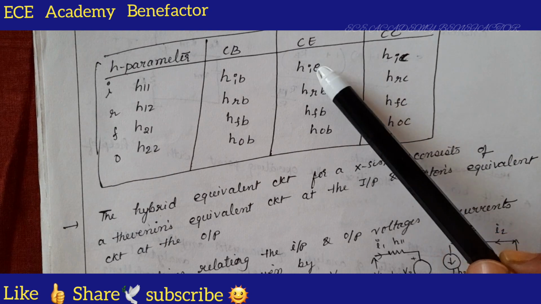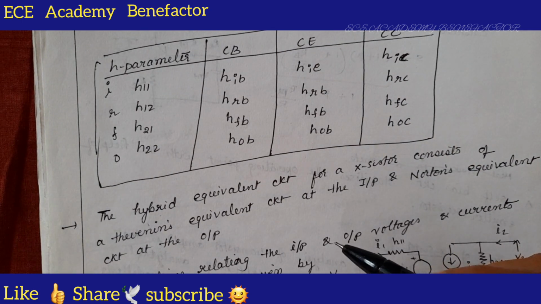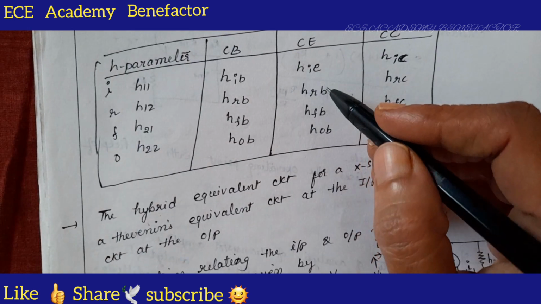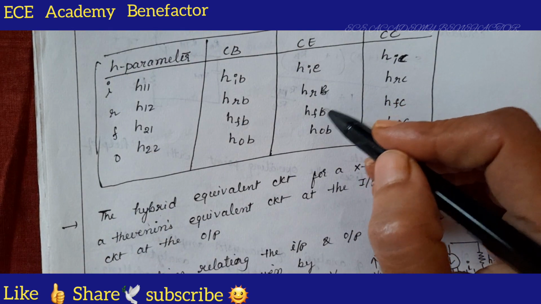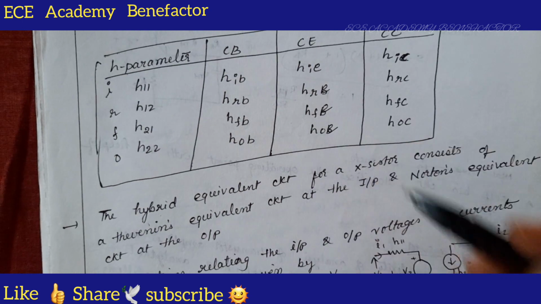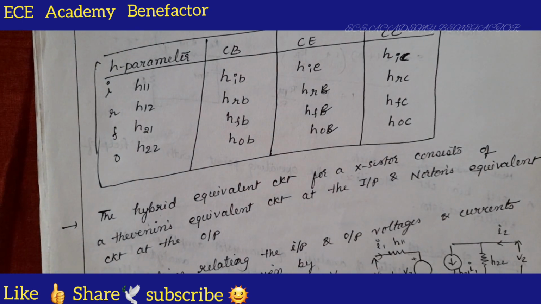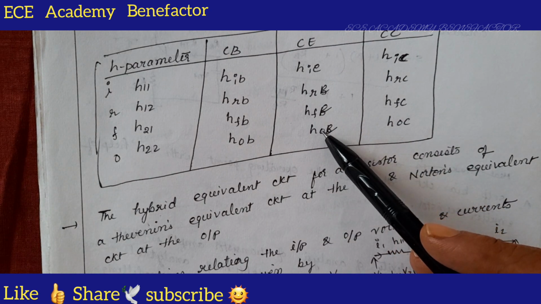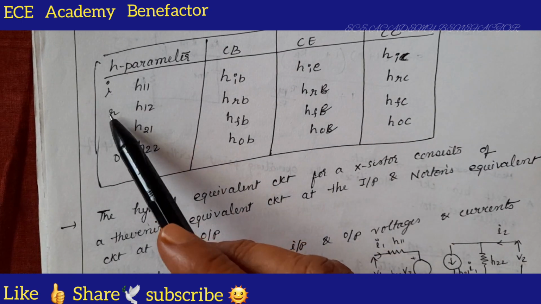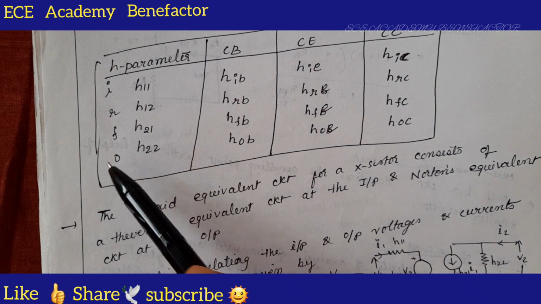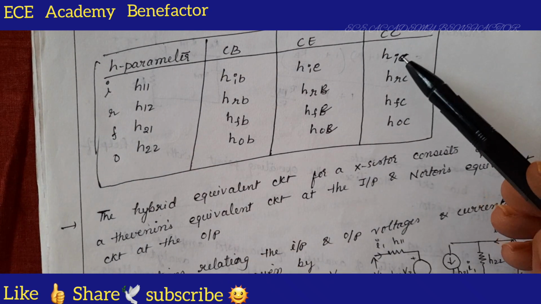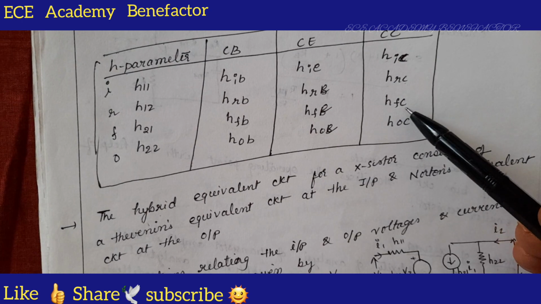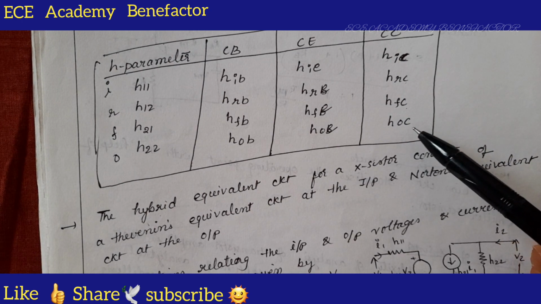Coming to the CE configuration, the last letter will be E: HIE, HRE, HFE, HOE. So I, R, F, O. If you can remember I, R, F, O, then coming to the CC configuration, it is HIC, HRC, HFC and HOC.